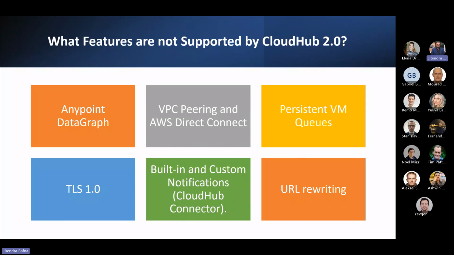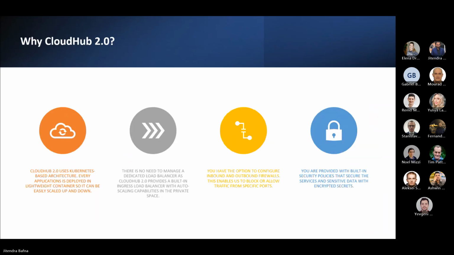Yeah, it doesn't support a few features like DataGraph, VPC peering, AWS Direct Connect, persistent VM queues, built-in custom notification, CloudHub connectors, TLS 1.0. I think URL rewriting is supported now.